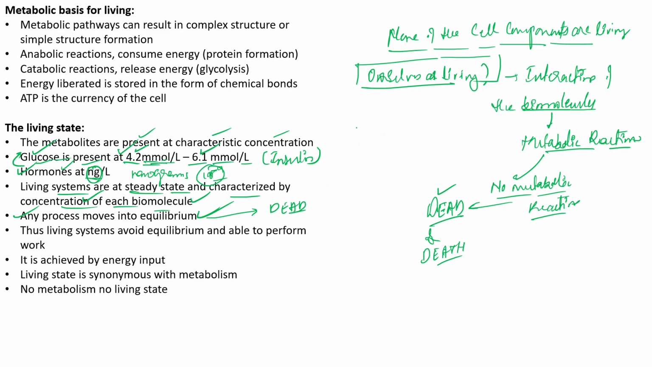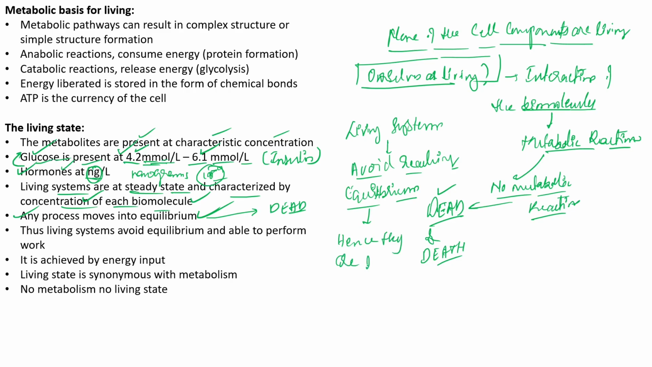Living systems avoid reaching equilibrium, right? The moment they reach equilibrium, they become dead. As they avoid reaching equilibrium, they are living. So if they reach equilibrium, we call them dead, and if they avoid reaching equilibrium, it is called a living system.